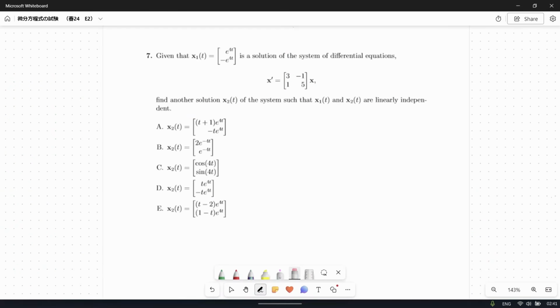Number 7. Given that x sub 1 of t equals this vector is a solution of the system of differential equations here, find another solution x sub 2 of t of the system such that x sub 1 of t and x sub 2 of t are linearly independent. So right off the bat, I know that we're dealing with a case of defective eigenvalues or repeated eigenvalues, whatever you want to call them.